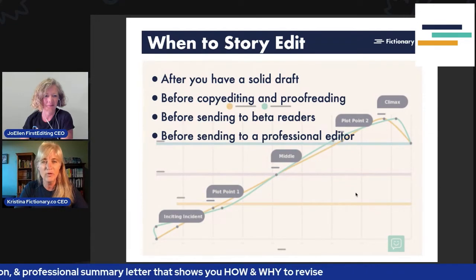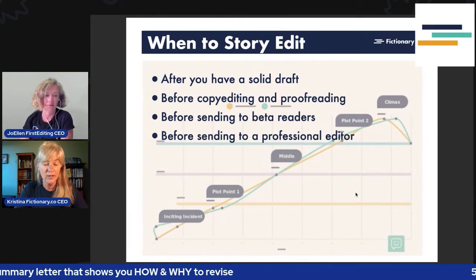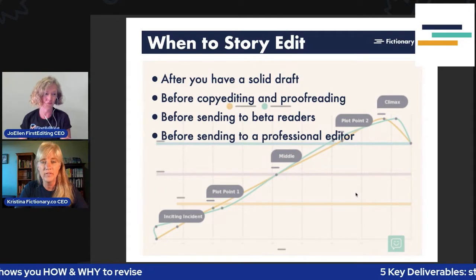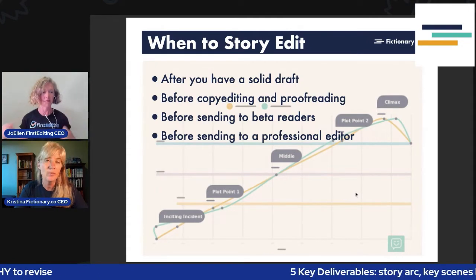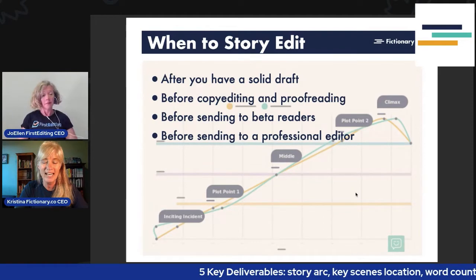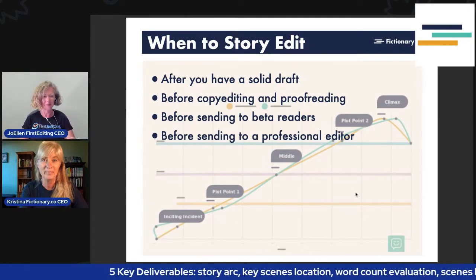And definitely before you send to beta readers or a professional editor, because you want to get the most out of them in your one shot. And typically you get one shot with a beta reader, so you want to make the most of it and have the best story possible.